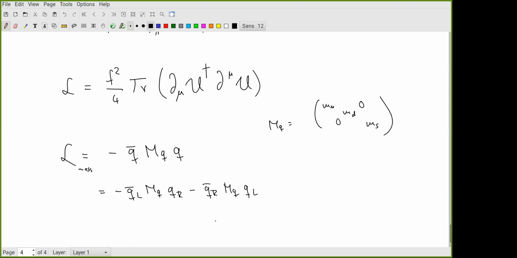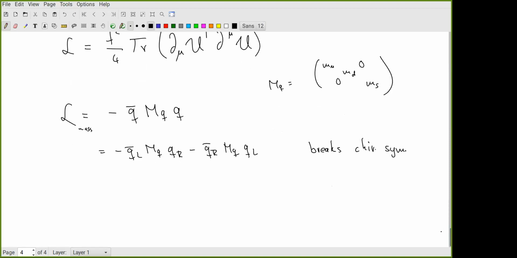And now you see this is not invariant. If I rotate, for example, only the left-handed fields, then there's nothing in the right-handed fields that compensates for this. So you see these mass terms, they break the chiral symmetry. This is only invariant if you rotate left and right-handed fields in the same way. Okay, so this breaks chiral symmetry.